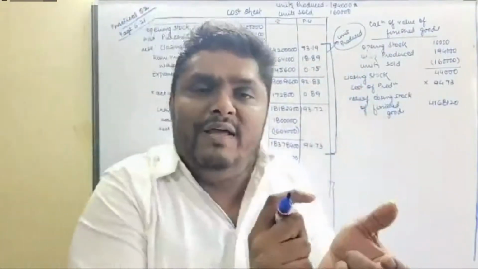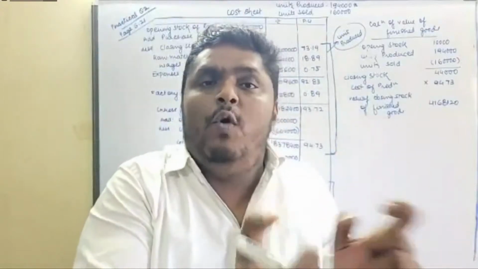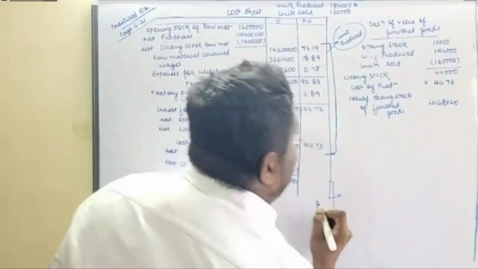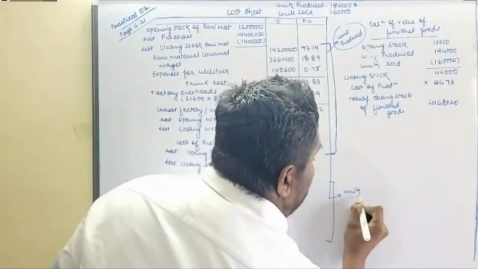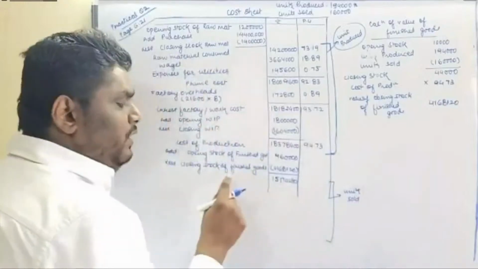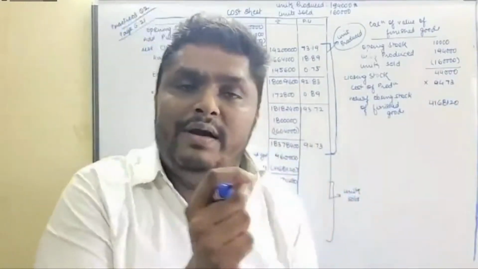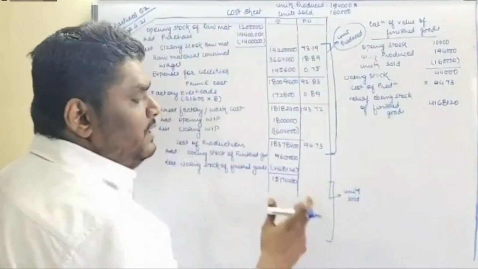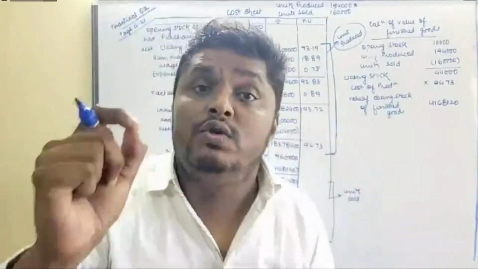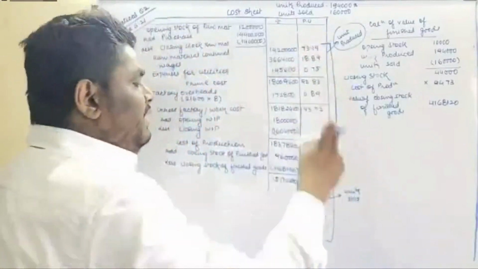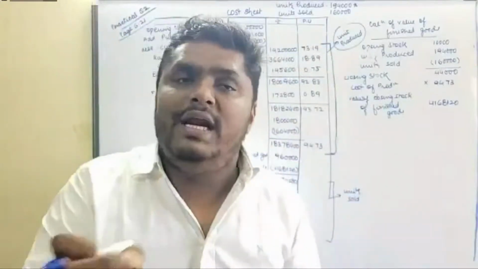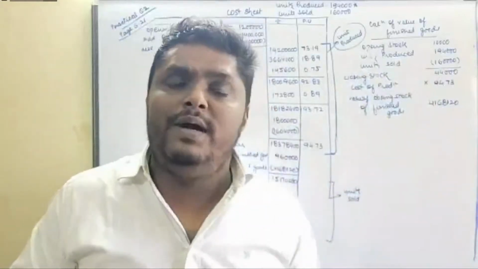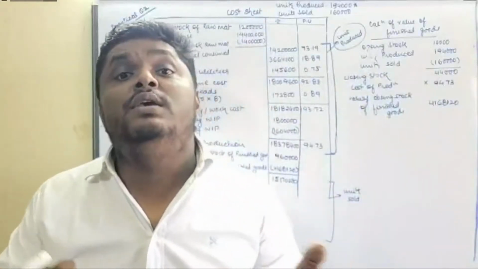And from here and onwards, since we have made the effect of opening and closing stock of finished goods, the per unit rate will be calculated using units sold. Because we have already deducted the number of units that are still in stock. So from material till the cost of production, the per unit rate will be calculated using units actually manufactured. And from here and onwards, the per unit rate will be calculated using units sold.